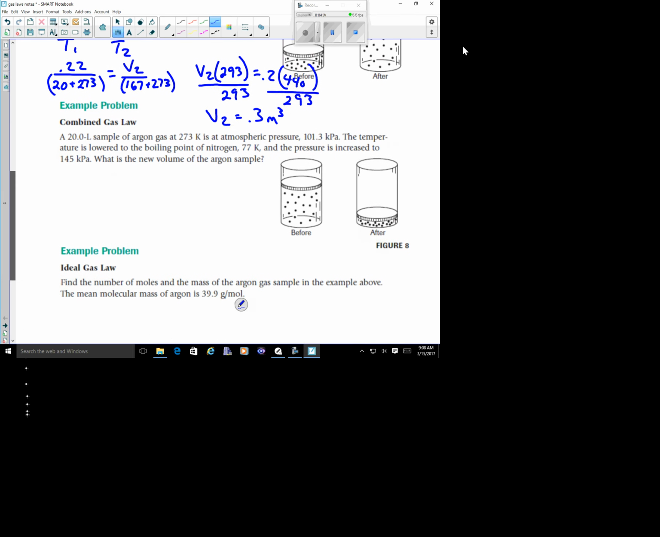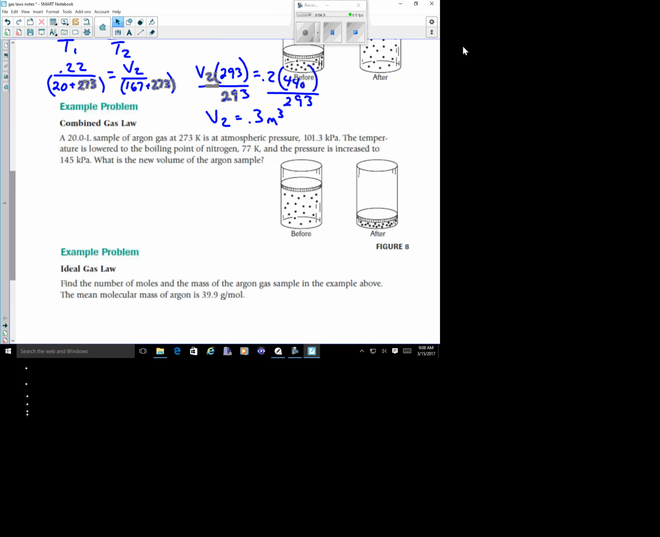Sort of easy. So if P1 times V1 equals P2 times V2, and V1 over T1 equals V2 over T2, I can now combine them all together. It's called the combined gas law. And this gets a little tricky because you have a bunch of numbers to put in here.